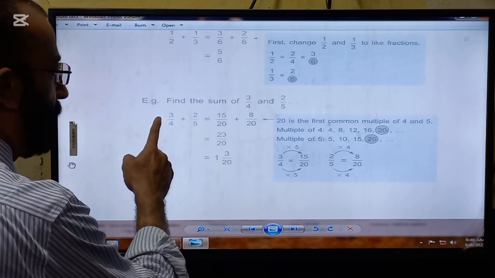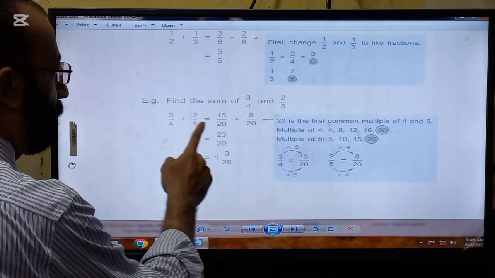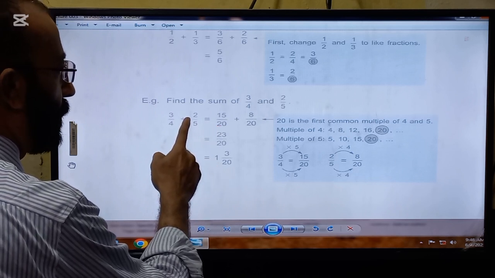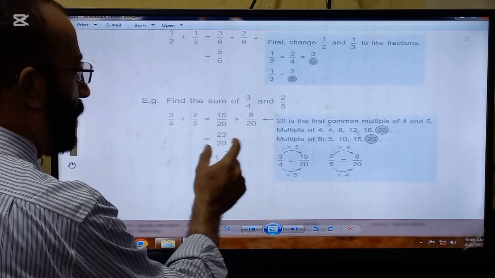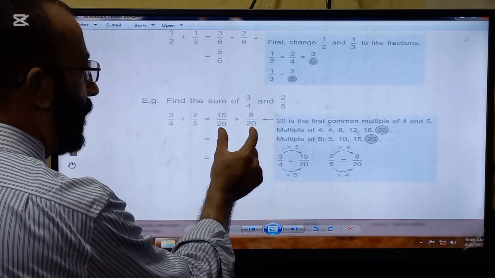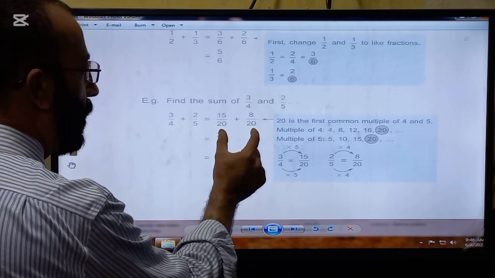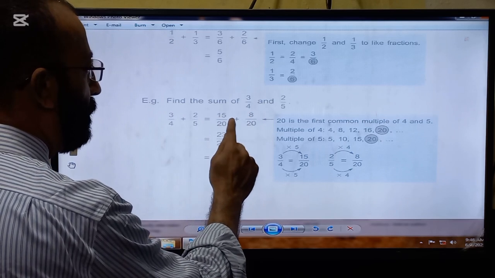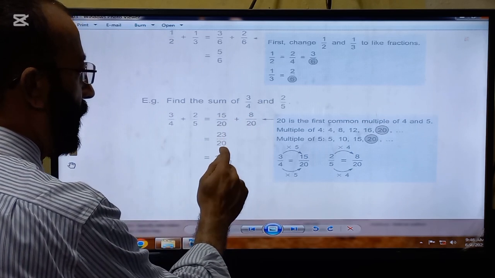with 5. So 5 3s are 15 and 5 4s are 20. And the second fraction with 4. So 4 2s are 8 and 4 5s are 20. So now these fractions are like fractions. The denominator will remain as it is, and the numerators will be added. So 15 plus 8 will be 23.